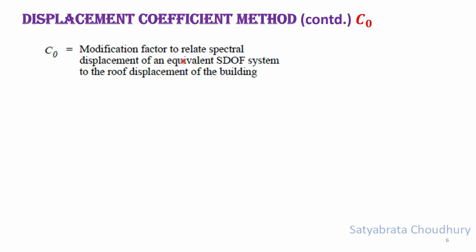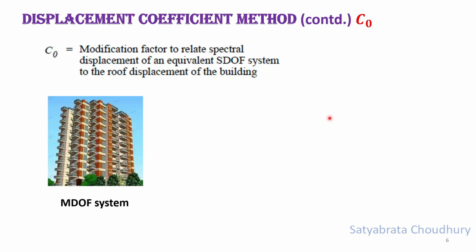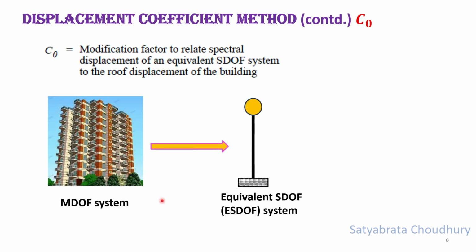C0 is the modification factor to relate spectral displacement for an equivalent S-DOF system to the roof displacement of the real building. So equivalent S-DOF system is also known as ES-DOF system. We have a real building here, which is a 3D building, a multiple degree of freedom system. Through dynamical equations, it is possible to convert this to a single degree of freedom system. So it has a single mass and some effective height, effective stiffness and other properties. That will be called the equivalent single degree of freedom system, ES-DOF system.